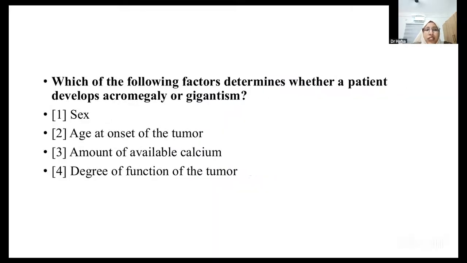So next, which of the following factors determines whether a patient develops acromegaly and gigantism? This is very important. Acromegaly, the clinical features, the investigation, the management of acromegaly is very important. So here the answer is age of onset of the tumor. That is the determining factor. But I just put this question to make you understand that the section on acromegaly or gigantism is very important.